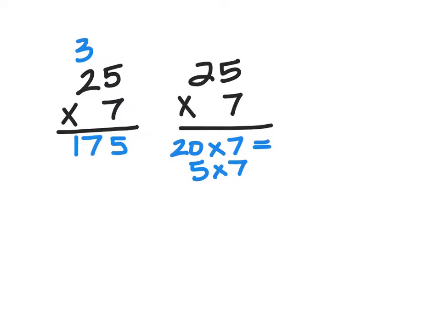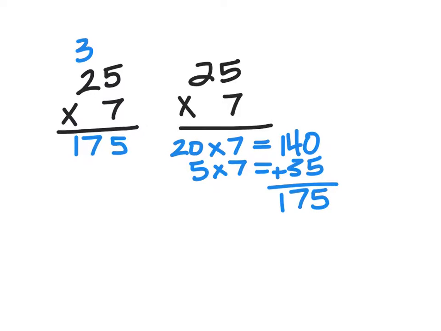Okay? Now we know that 2 times 7 is 14, so 20 times 7 is going to give me 14 tens, or 140, and then 5 times 7 is 35. So now, when I add these two partial products together, my tens product and my ones product, I can see the different place values, and it's easier for me to regroup.